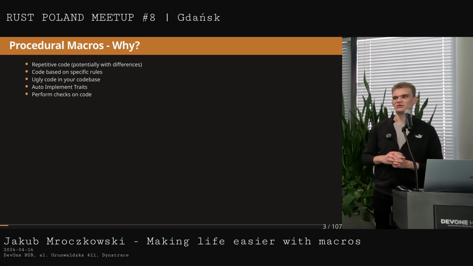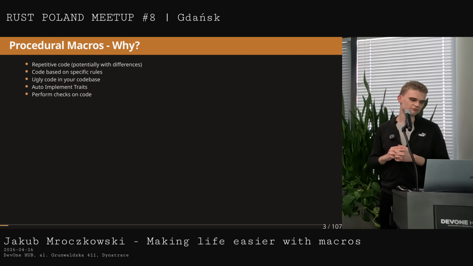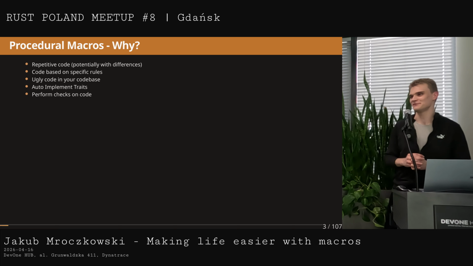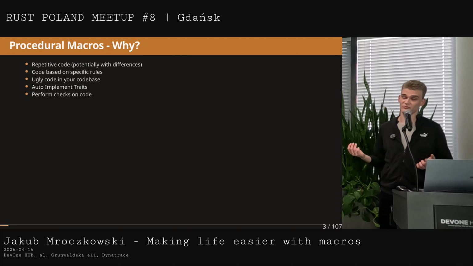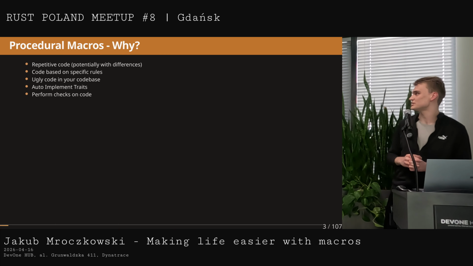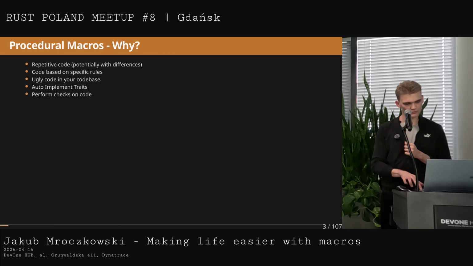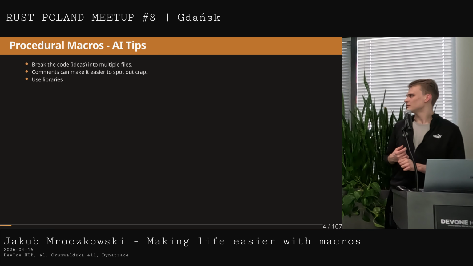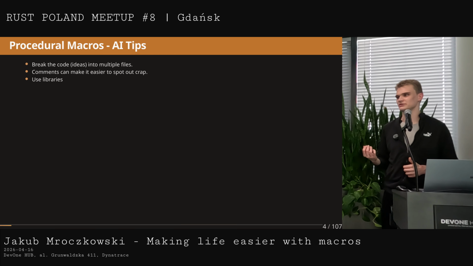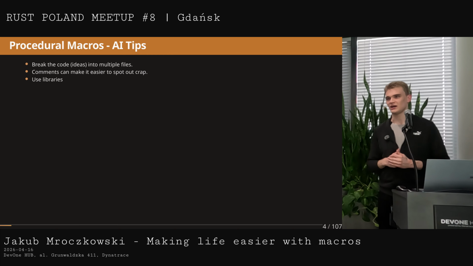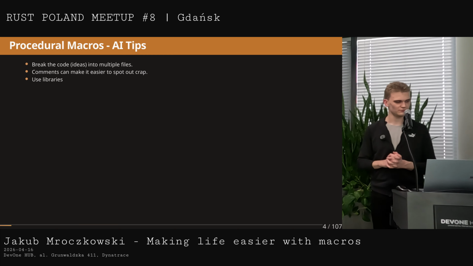You can of course also auto-implement traits, and maybe you think that Rust is not restrictive enough and you want to perform additional checks on your code, for example for debug purposes and additional safety reasons. Also, if you're new to making procedural macros, you will probably use AI to make them. So let's talk about some potential tips which you can use in your code when crafting your agents.